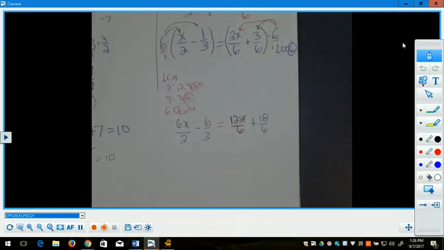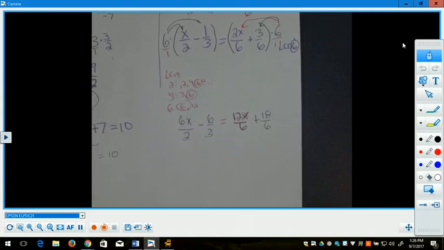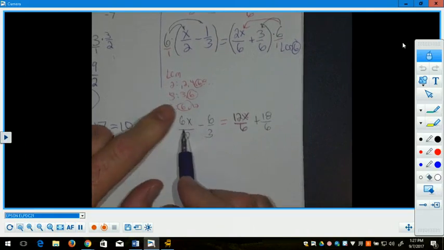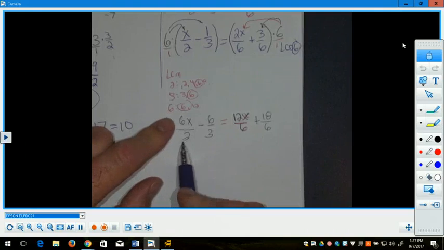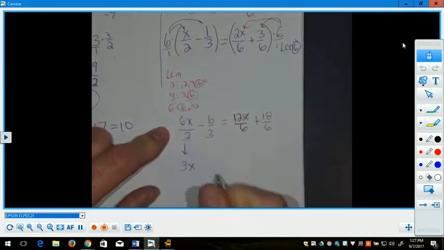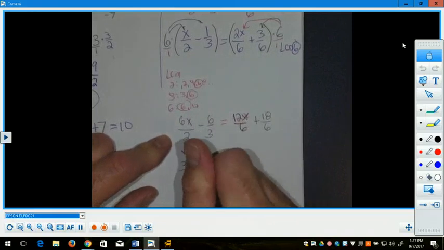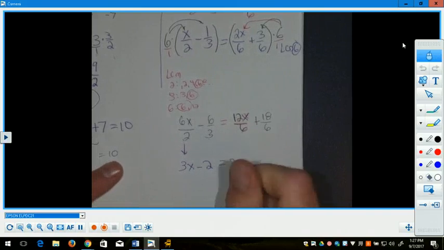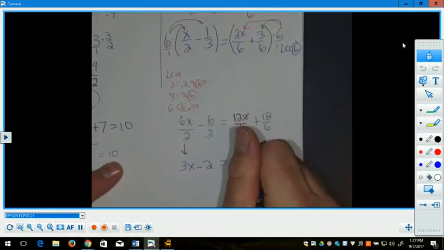You're saying, well, Mr. Ritter, they're still fractions. And they don't have the same denominator, so I can't really combine them. But I don't want to combine them. I'm trying to eliminate the denominators to make the equation easier to solve. What we've effectively done is we can now reduce these fractions. 2 goes into 6 3 times, so this becomes 3x. 3 goes into 6 twice, so this becomes 2. 6 goes into 12 twice, so that becomes 2x, and 6 into 18 3 times.